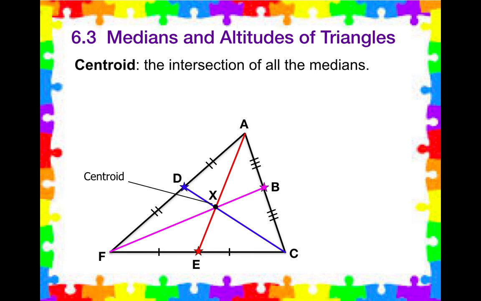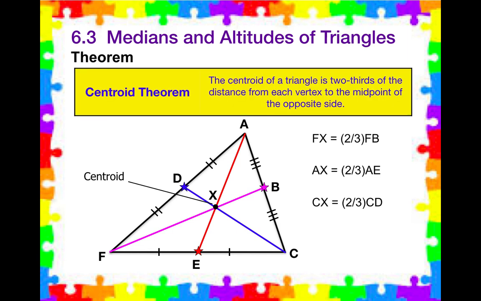The centroid has a special location inside of a triangle. What it does is it divides each one of these medians into a 2/3, 1/3 relationship. So it divides it 2/3, 1/3. And that's the same thing. This is a 2/3, 1/3 relationship.